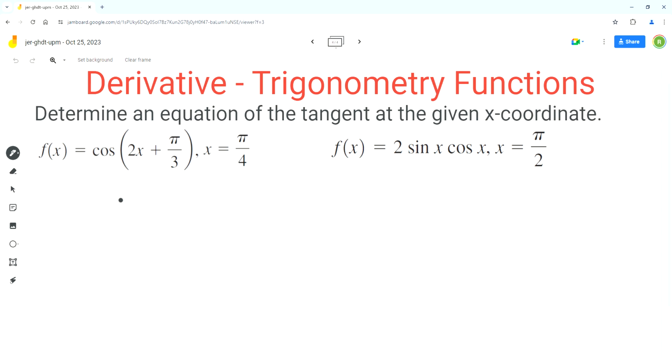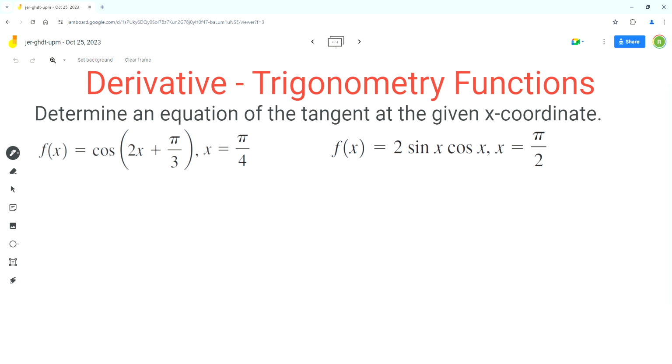So in this video, we'll solve this problem using the concepts of derivatives. As per the problem, determine an equation of the tangent at the given x coordinate. Let's start with the first function, f of x equals cos of (2x plus pi over 3). We have to find the equation of the tangent to this function at x equals pi over 4.